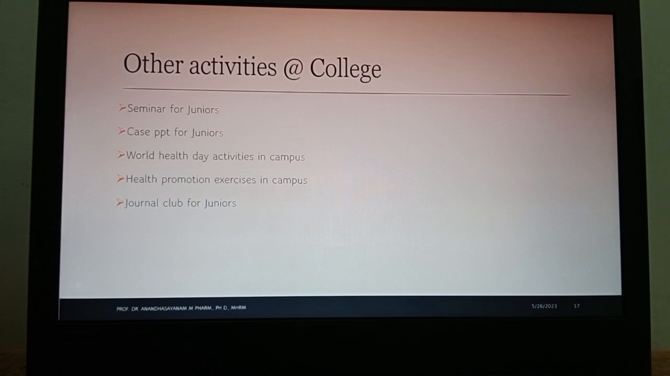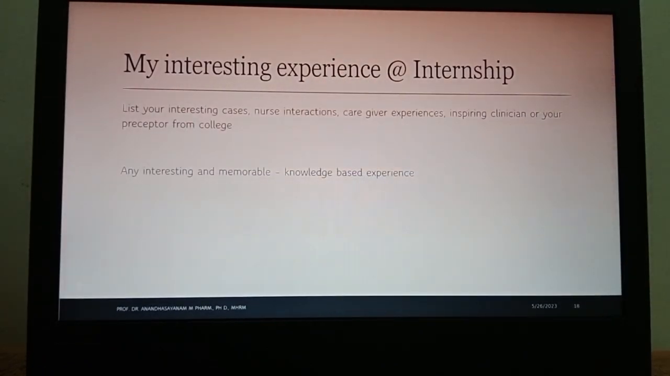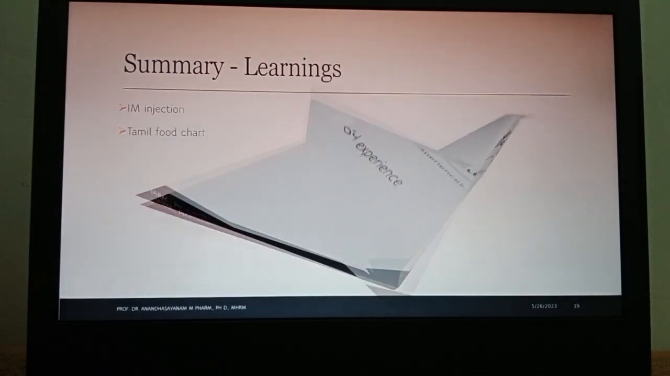World Health Day celebrations inside the campus, health promotion exercise inside the campus, journal club for the juniors that you organized and coordinated, the newsletter that you created and you circulated. So those things can be brought in over here. My interesting experience in the internship or clerkship or while in the hospital, you can list the interesting cases, the people whom you remember for their interactions, nurse for value addition, the caregiver experiences, inspiring clinician or your preceptor from the college. Any interesting and memorable knowledge based experience can be shared over here. So that makes more sense to this presentation.